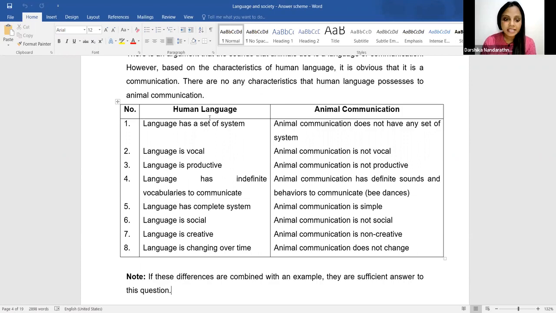The language has a complete system. Animal communication is simple. Human language has a very complex system. Human language is very complex, but animal communication is very simple. The language is social. Animal communication is not social. Language is creative. Animal communication is non-creative. Language is changing over time. Animal communication does not change. So these are the differences that can be seen between human language and animal communication.